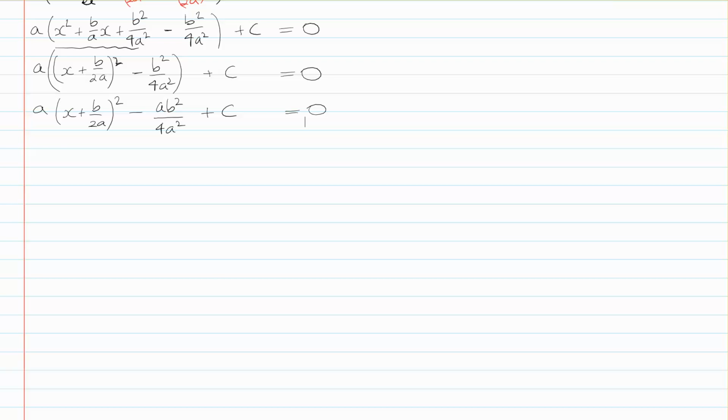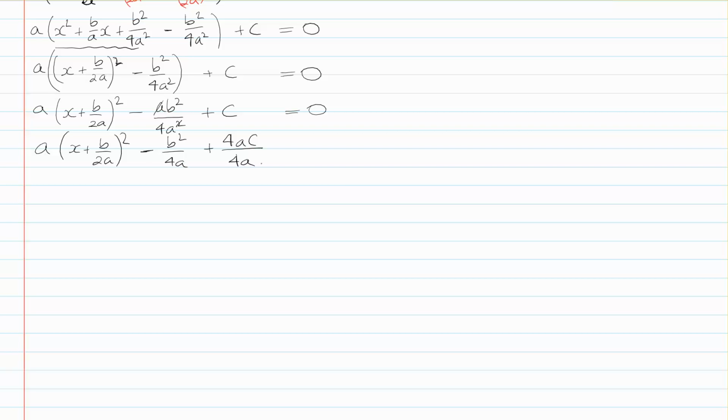Next, I'm going to leave the same a times x plus b over 2a all squared. I'm going to recognise that a and one of the a's in the bottom cancel out, just leaving me 4a. So I get b squared over 4a minus, but I get this, plus 4ac over 4a. Notice all I've done there is I've got my constant term at the end, which is just a number.